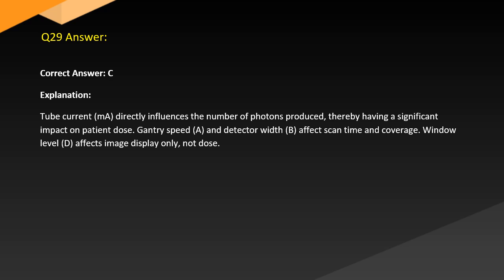Answer. Correct answer: C. Explanation. Tube current, mA, directly influences the number of photons produced, thereby having a significant impact on patient dose. Gantry speed, A, and detector width, B, affect scan time and coverage. Window level, D, affects image display only, not dose.